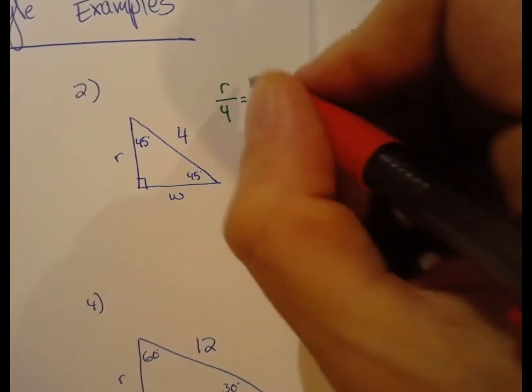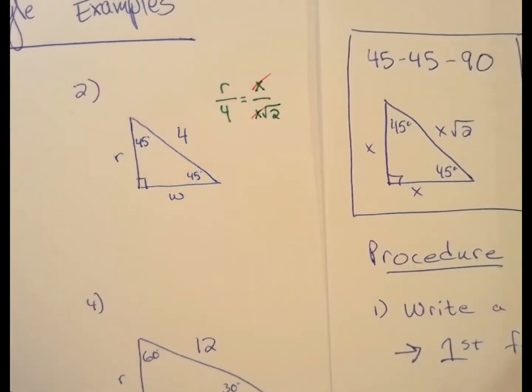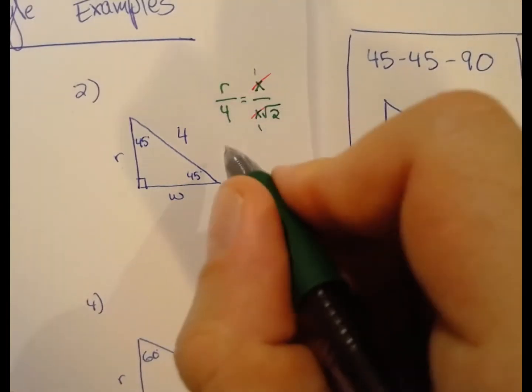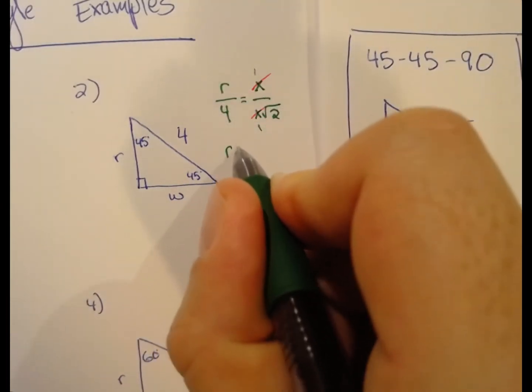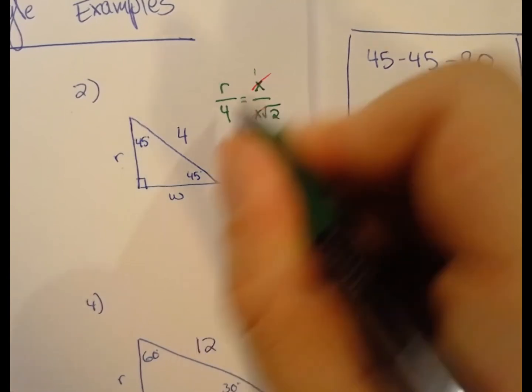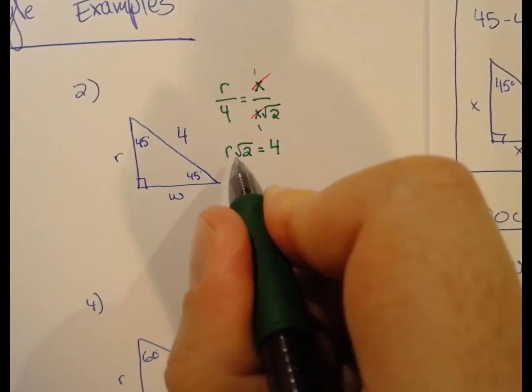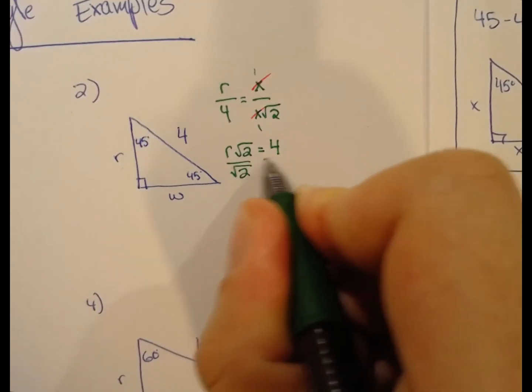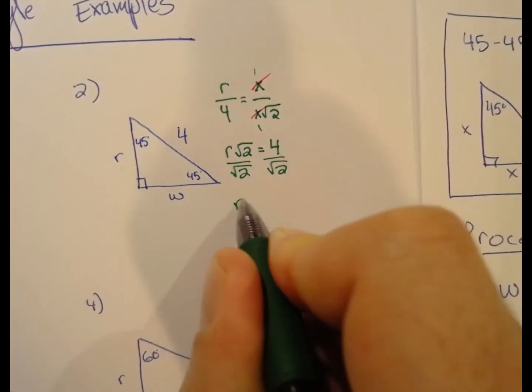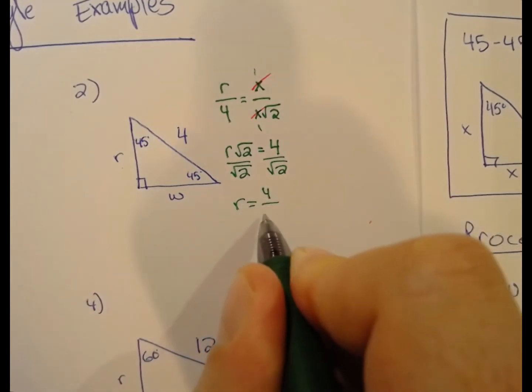Okay, the x's will always factor out, 1 left over. And when we take the cross product now, we have R times root 2 equals 4 times 1, which is 4. And now when we get the R by itself by dividing both sides by root 2, here's where we have some more simplifying to do.